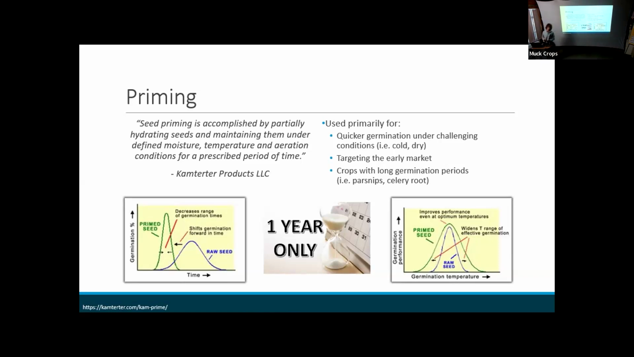The new way of doing things is more temperature and water based. So you can bring your seed to a point where it's primed and you use it this year with the priming, but you can carry it over until the next year. But what's going to happen is it's going to revert back to its unprimed state. So you're not going to lose your seed, but you're going to lose the prime.